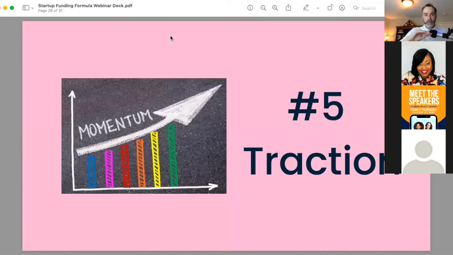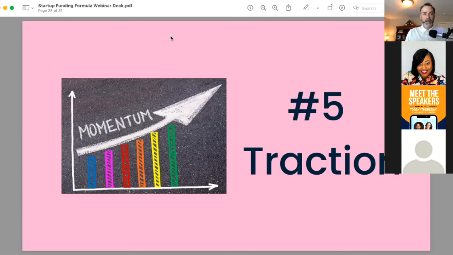So when I did the piece, go back and look at it, where I'm talking about moving from the FF&F stage to angels, to venture capital, to PE, and I drew these arrows, I mentioned this idea of milestones or accomplishments. I called it also traction. So that's what this is referring to. And traction shows exactly what that image shows on the left. You're getting some momentum. You're accomplishing some things.